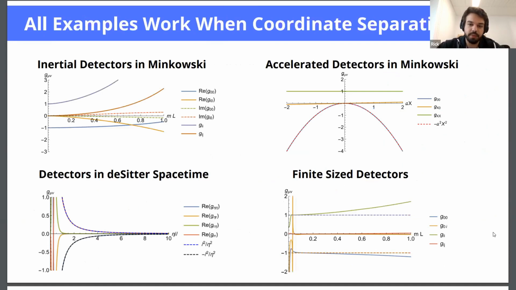So we did many examples, and all of them worked. We considered inertial detectors in Minkowski space-time, and whenever the separation between the detectors was small enough, we would recover the Minkowski metric. We did the same in many different cases, and even others that are not explicitly pointed out here. Overall, it always worked. The detectors could accurately recover the metric of spacetime.